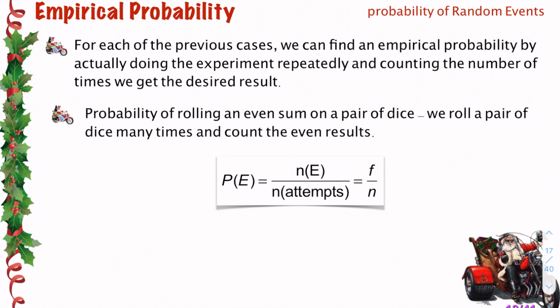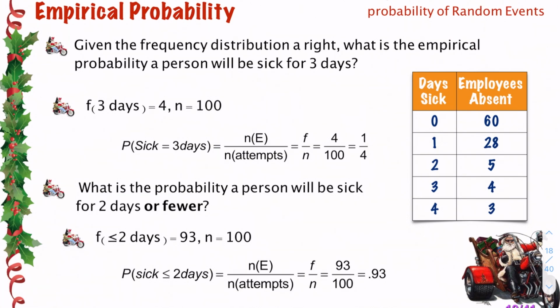So for each of the previous cases, we can find an empirical probability by actually doing the experiment repeatedly and counting the number of times we get the desired result. Like if I wanted to, I could give you all dice and you can roll them and roll them and roll them, and we can see if we get the sum of 4. And how likely is that? The probability of rolling an even sum on a pair of dice: we roll a pair of dice many times and count the events. So the number of times we get it divided by the number of attempts is our probability.